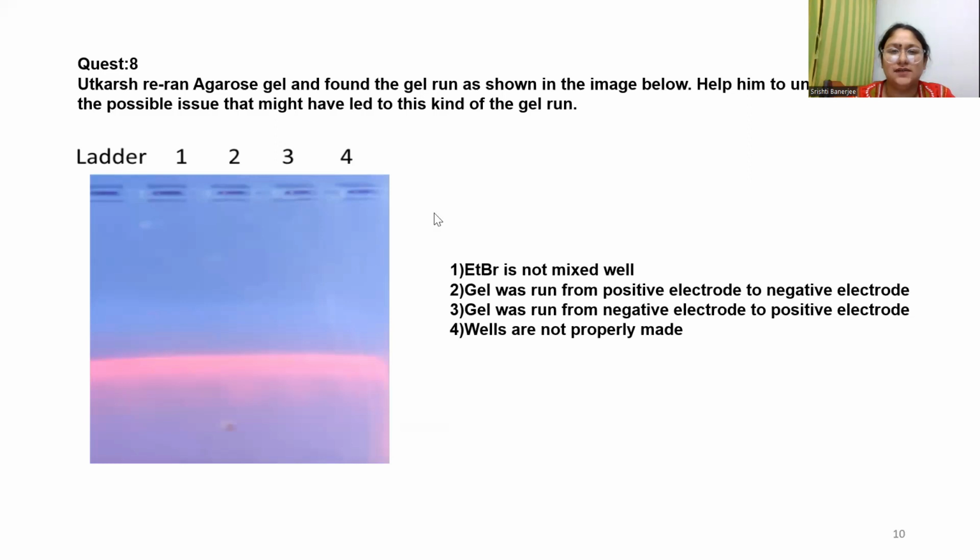Rest of the participants, what is your take on this? If a gel looks like this, what could be the possible explanation?